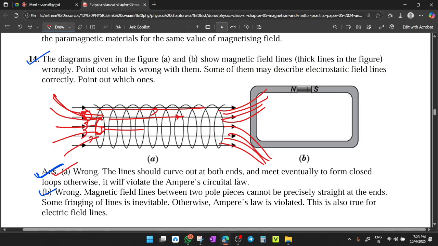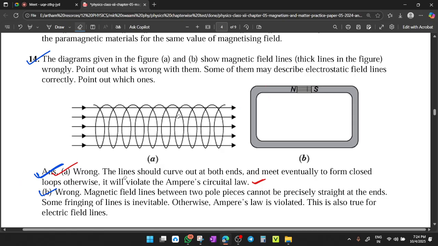The lines of force curve out at both ends, and they must eventually meet and form closed loops. Otherwise it would violate Ampere's circuital law, because they do not appear to meet themselves. That would mean there is no existence of a magnetic dipole, which is not possible. So they can't be magnetic lines of force. This is a totally incorrect diagram.